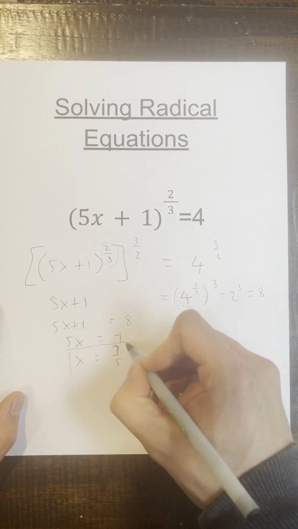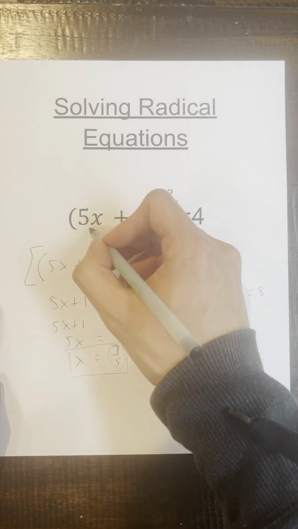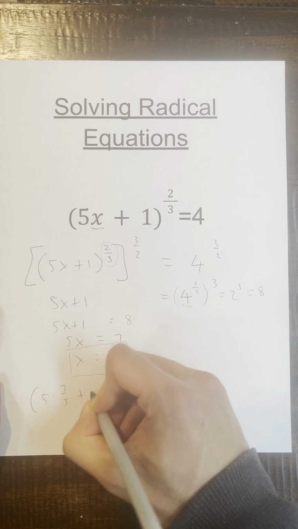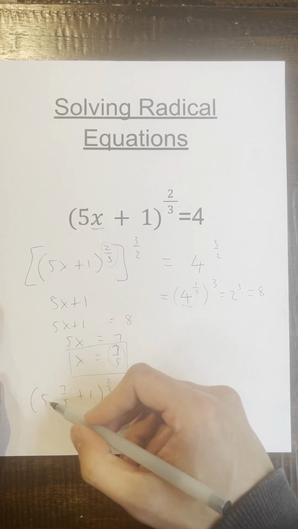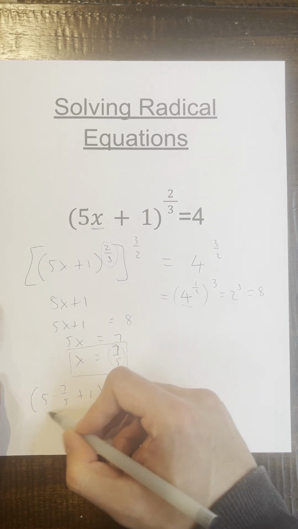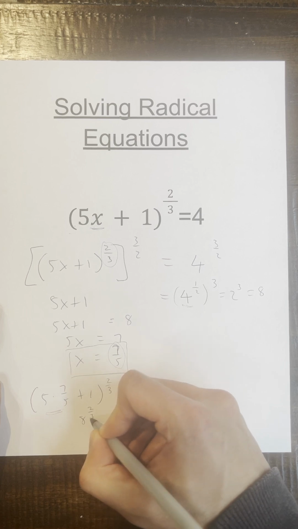Okay, and let's double check that 7 over 5 is a solution. So I'm going to change x here to 7/5. So 5 times 7 over 5 plus 1 to the power of 2/3. Is this equal to 4? Well, what's 5 times 7 over 5? It's going to be 7, so this part is 7, plus 1 is how much? 8, so 8 to the power of 2/3.